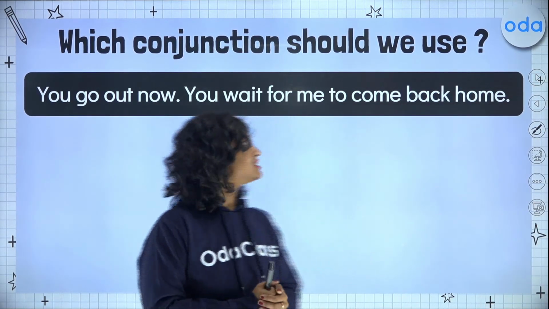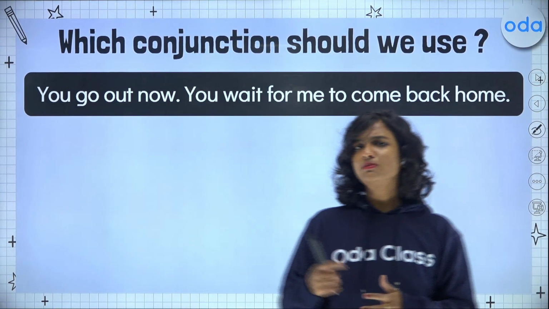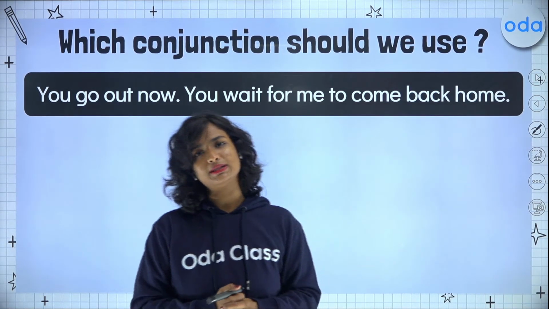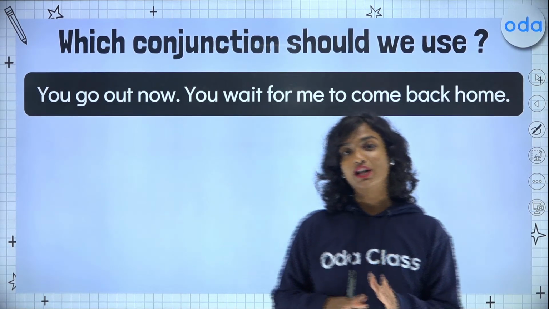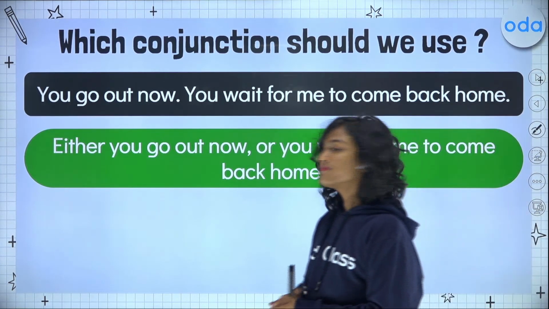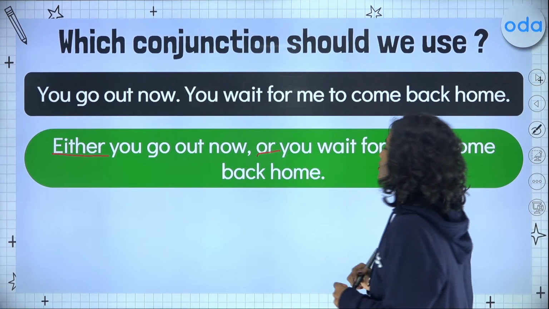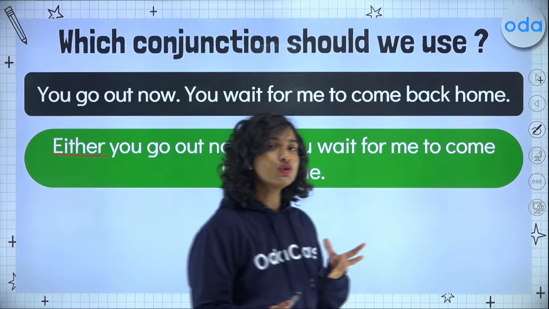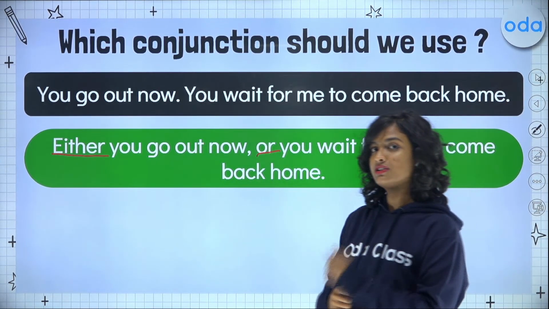Moving on to a third question, we have: you go out now, you wait for me to come back home. So what do you think we're trying to show here, students? We are trying to show a choice or an option, which is why we will use either or. Either you go out now or you wait for me to come back home. So there's a choice being shown and it is a positive choice, which is why we use either and or.